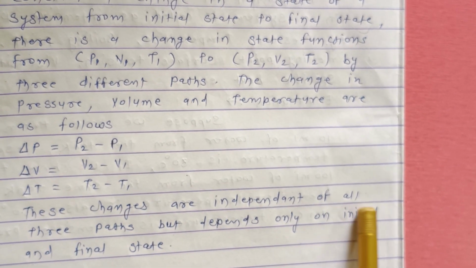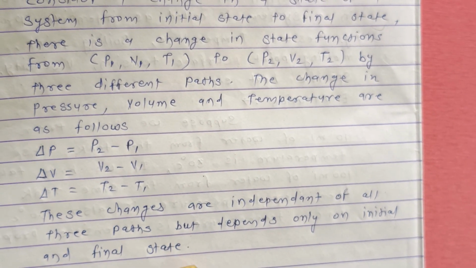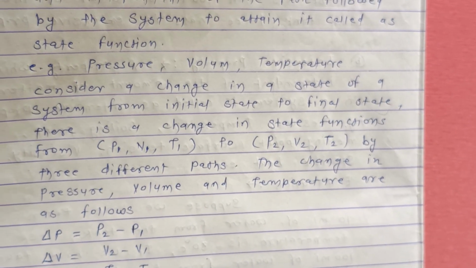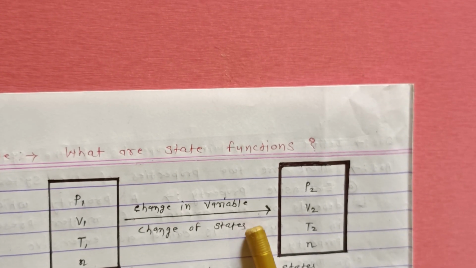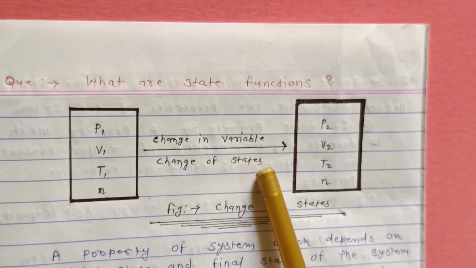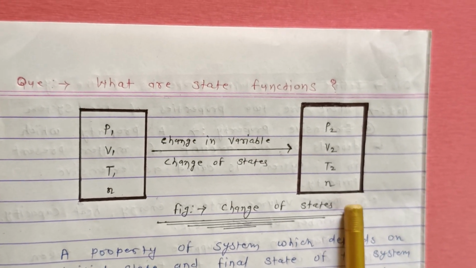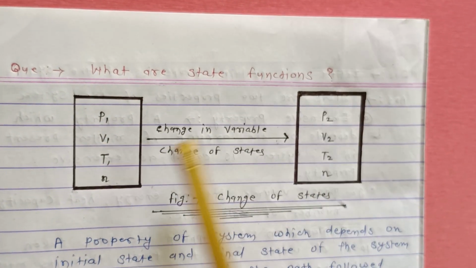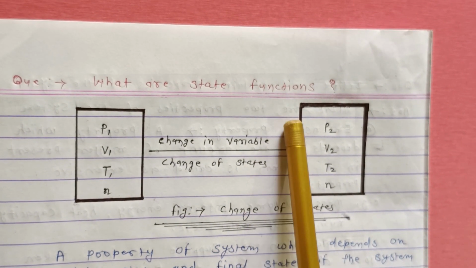These changes are independent of all three paths but depend only on the initial and final state, and such functions are called state functions. State function का मतलब क्या होता है? ऐसे functions, ऐसे properties जो सिर्फ इनिशियल स्टेट और फाइनल स्टेट पे डिपेंड करते हैं, उन्होंने जो पाथ लिया है उस पे डिपेंड नहीं करते, उनको कहते हैं हम स्टेट फंक्शन.